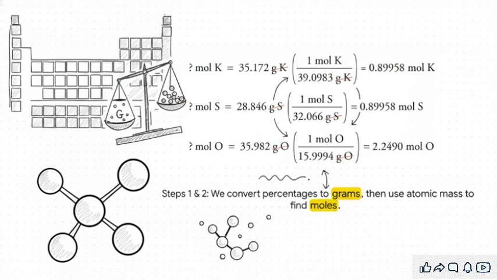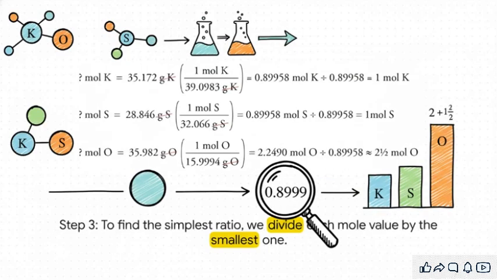And as you can see, that gives us the relative number of moles for each element. But the numbers are still kind of messy. And now for the really clever step, the one that simplifies everything. We take our 3 mole values and we divide each one by whichever of the 3 is the smallest. And just like that, it cleans up the ratio. We get 1 potassium for every 1 sulfur for every 2.5 oxygen.